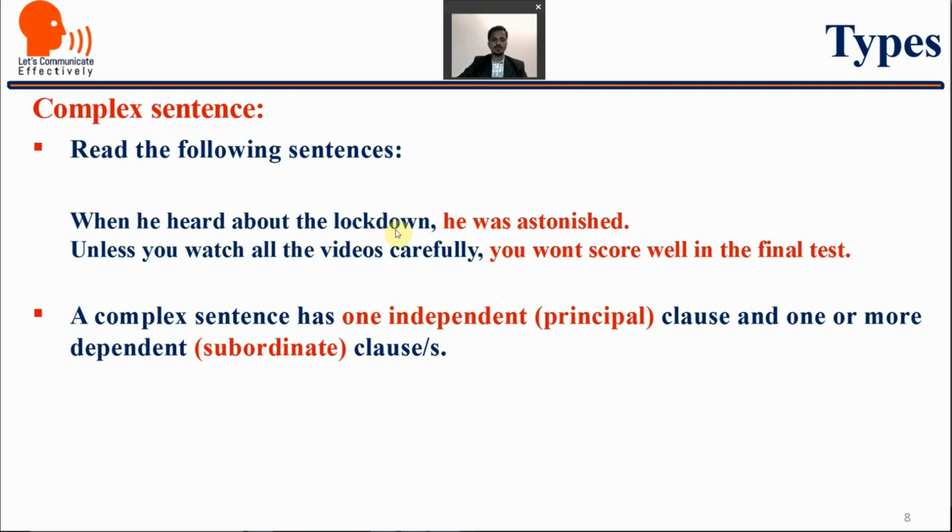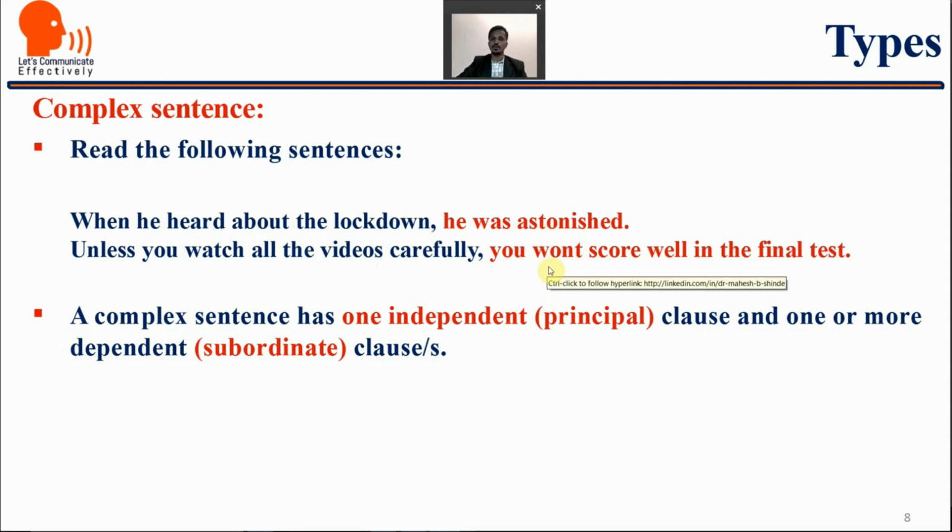When he heard about the lockdown, do you get any sense? Does this make any complete sense? If we independently read this part, when he heard about the lockdown, the question is what happened next? So it does not make complete sense in isolation. That is why this is the dependent or subordinate clause. Let us see now. He was astonished. Yeah, it is making complete sense. He was astonished. By what? By whom? Because of what? When? Fine. But still, he was astonished. It is making sense.